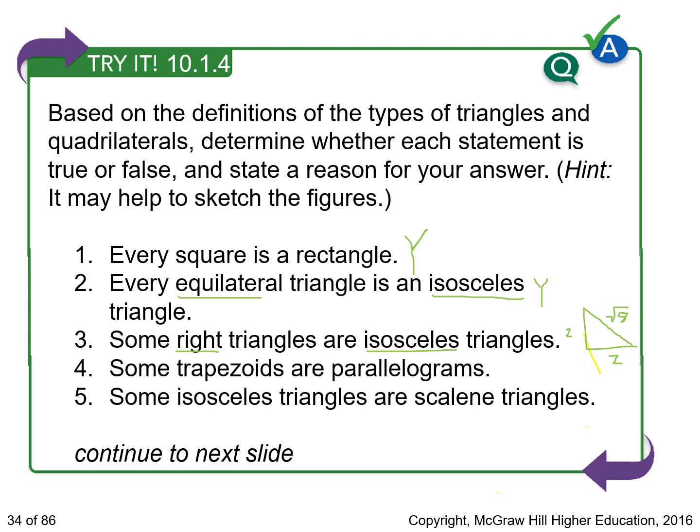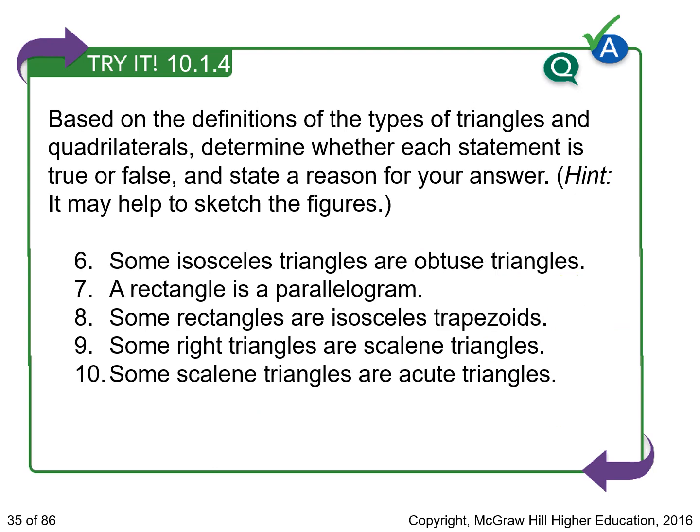Some trapezoids are parallelograms. Not in Texas, they are not. Those two do not go together. Some isosceles triangles are scalene. Okay, well, isosceles means 2 sides are equal, and scalene means 0 sides are equal. So that's a no. Some isosceles triangles, which means 2 or more sides that are the same, are obtuse. Yeah, draw yourself a big rooftop. There you go, obtuse isosceles.